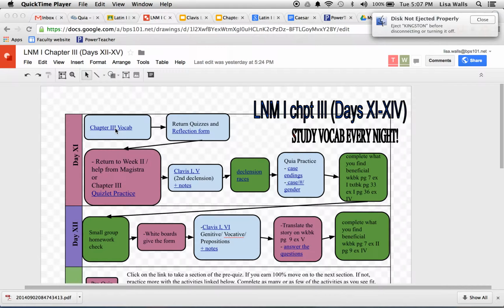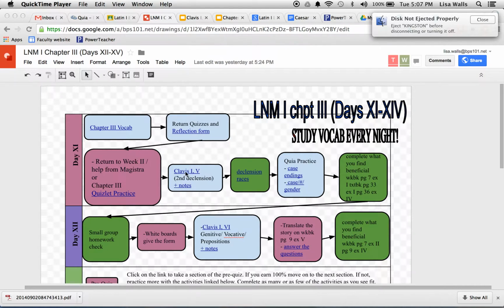So we went over the Chapter 3 vocab today. You can feel free to take a look at that. All of the definitions are in the textbook, so feel free to look there. Also, you have the Quizlet set that's linked down here, so feel free to take a look at that and work on that. All right, so you didn't take the quiz, so don't worry about the reflection form.